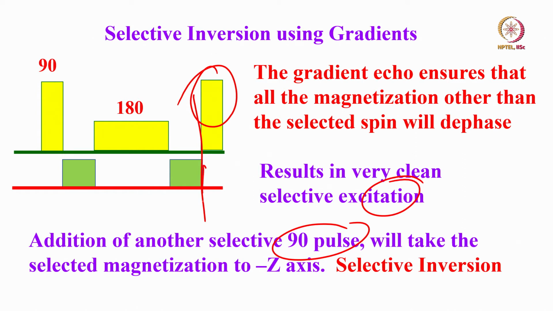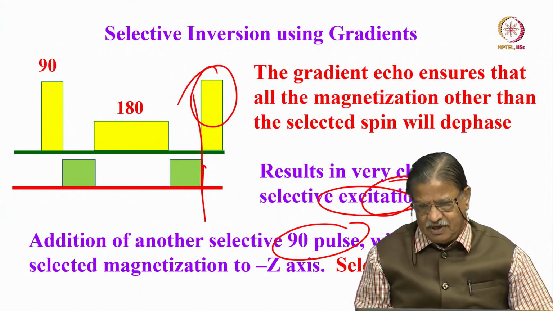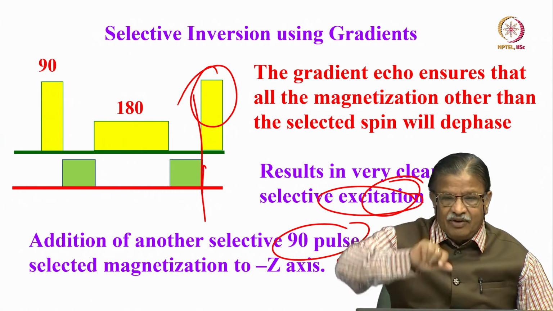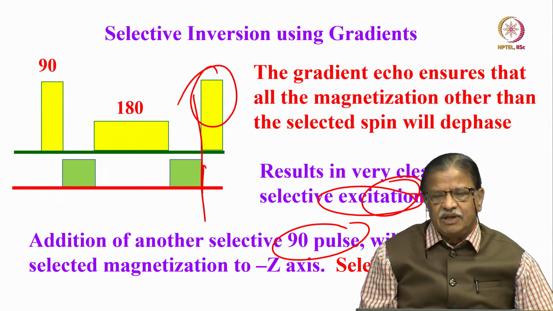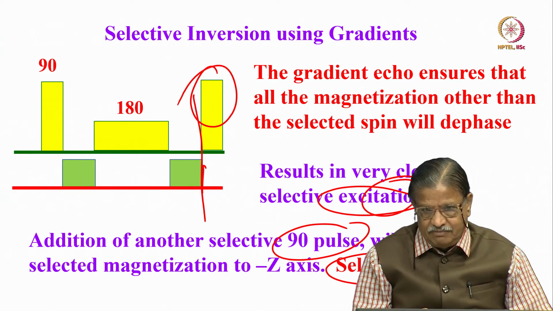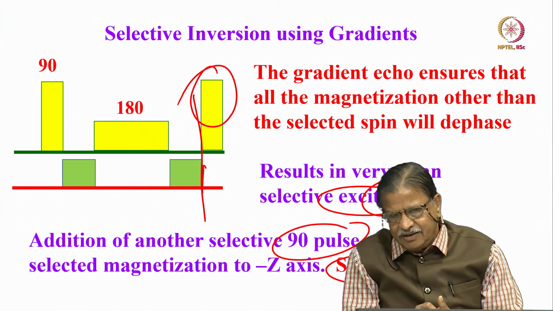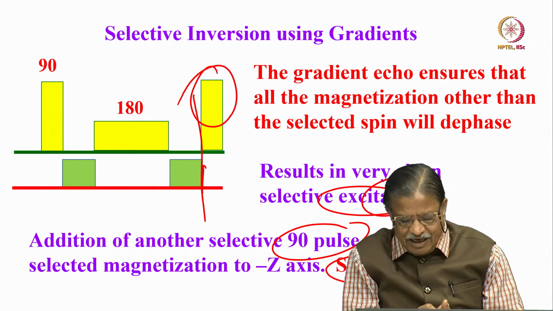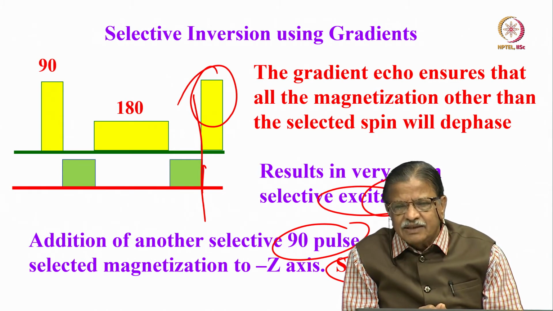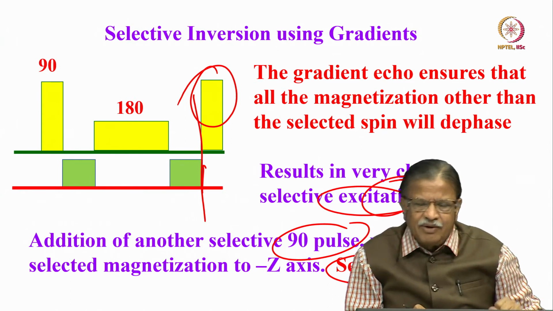So up to here we know there is a very clean selective excitation, because other than the selected magnetization of the particular spin, the entire other magnetization gets completely dephased. After that you apply another 90 pulse, you are taking the magnetization to the minus z axis. Then what is going to happen? Then you do what is called selective inversion. This is called selective inversion. You can do selective excitation using gradients, very clean selective excitation. At the same time, you can do selective inversion, that is also very clean. So these are all very useful applications.